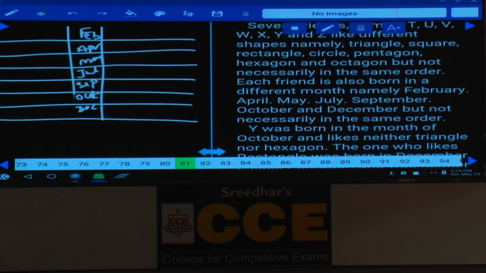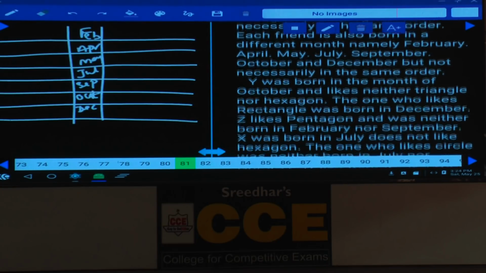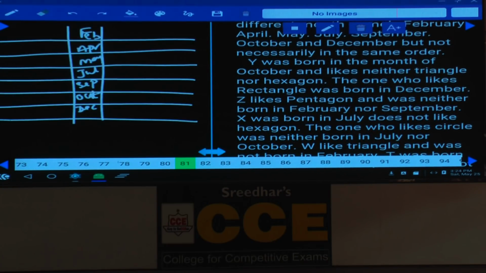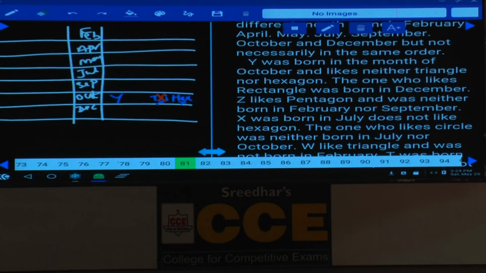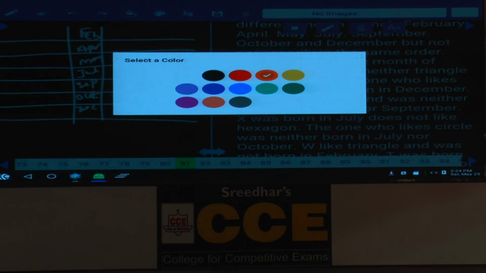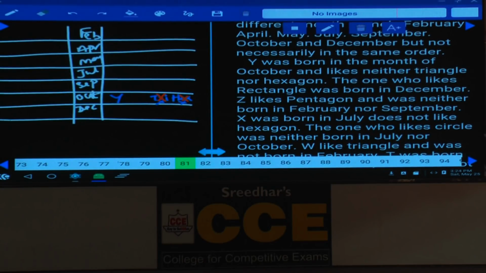Then coming to condition number 1, Y was born in the month of October. Now this is definite information, hence Y was born in the month of October and likes neither triangle nor hexagon. Hence write down these two and put a cross. Triangle and hexagon were ruled out. Neither triangle nor hexagon. Done? The one who likes rectangle was born in December.